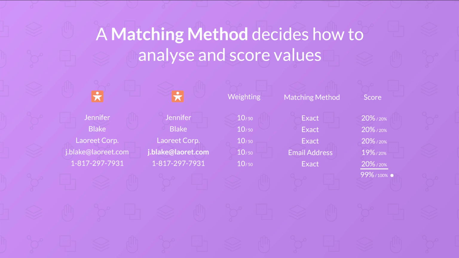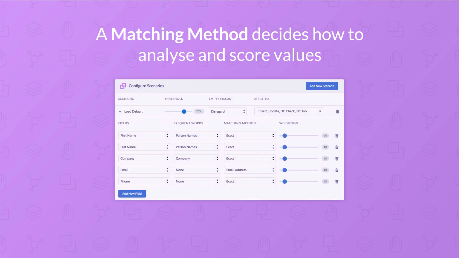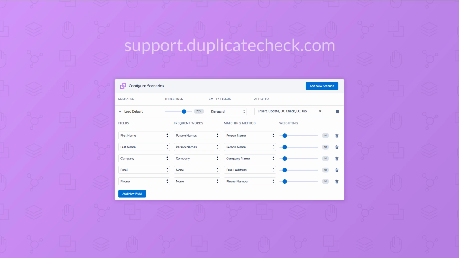The total matching percentage is now a lot more fair, considering the fact that there are only a couple of characters different in the 2 records. By selecting the right matching methods for every value type, Duplicate Check can apply this logic to all fields. If you want to find out more about what each matching method does exactly, please check out the matching method article in our knowledge base.